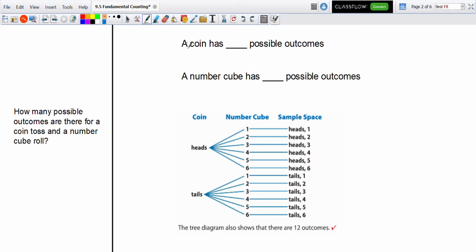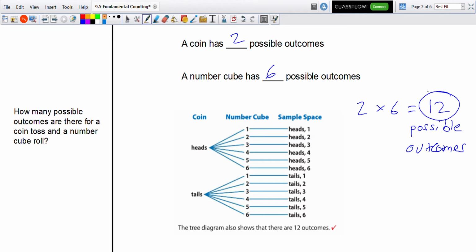So we know that a coin has 2 possible outcomes, and a number cube has 6 possible outcomes. So when we're flipping a coin and rolling a number cube, all we have to do is multiply 2 times 6. And we can find that there are 12 possible outcomes. It's that quick, multiplying 2 times 6.